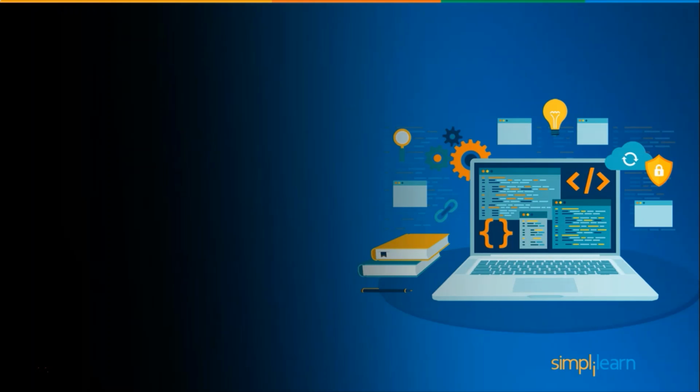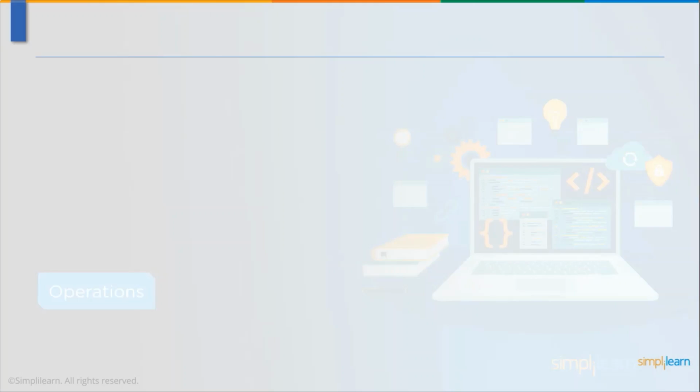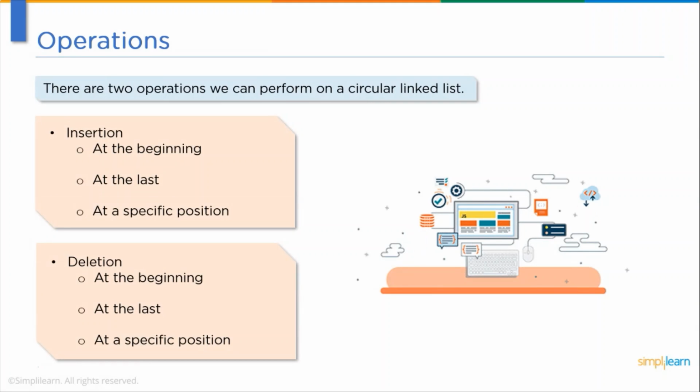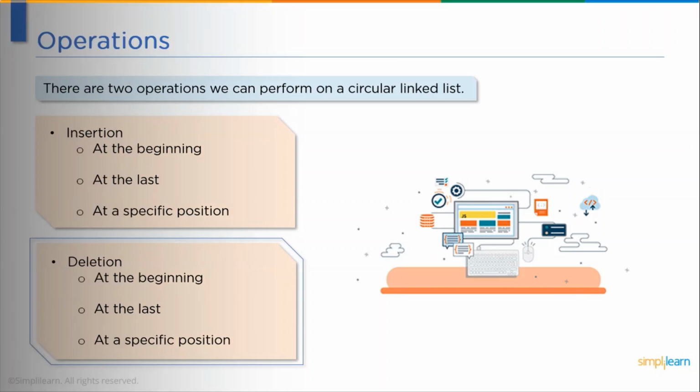We have now introduced the circular linked list. Now let's discuss some of the operations we can apply on a circular linked list. We can perform two operations on a circular linked list. First up, insertion. We can perform insertion at three different situations: at the beginning, at the last, and at a specific position after a node. Next up, deletion. We can perform deletion at the three different situations. First up, at the beginning, at the last, and at a specific position after a node. Let's discuss these in detail.